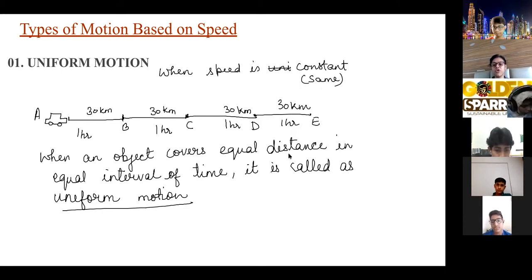What is non-uniform motion? When a body covers unequal distance in equal interval of time, that means 30 kilometers in 1 hour, 20 kilometers in the next 1 hour, 40 kilometers in the next 1 hour. So your speed is changing every time. In non-uniform motion, the speed is not constant throughout the journey. The object is moving with variable speed. So that is called non-uniform motion.